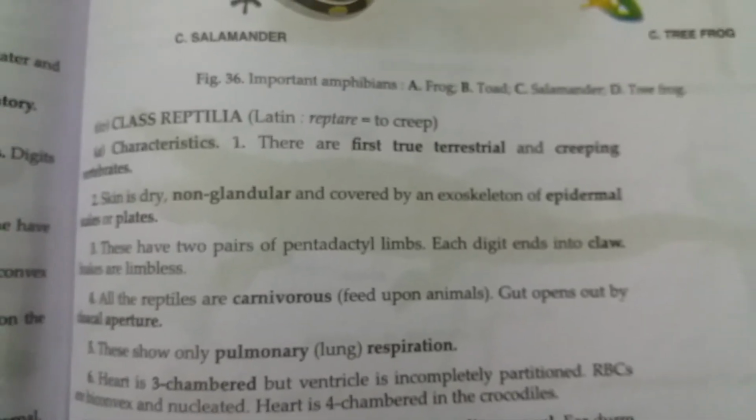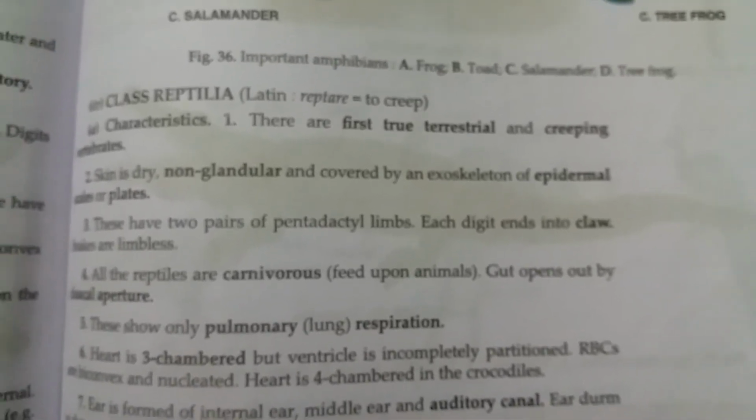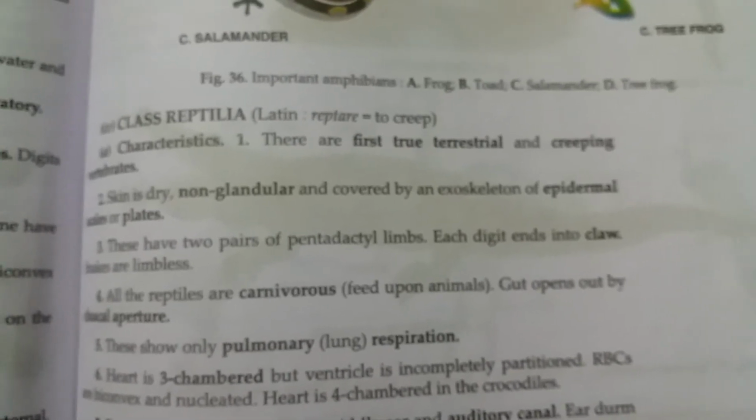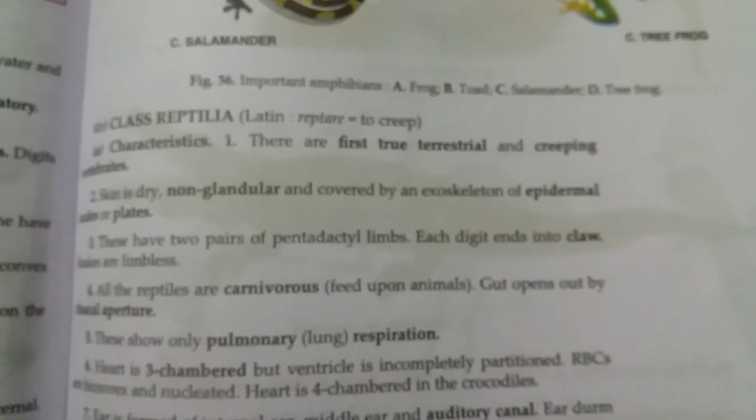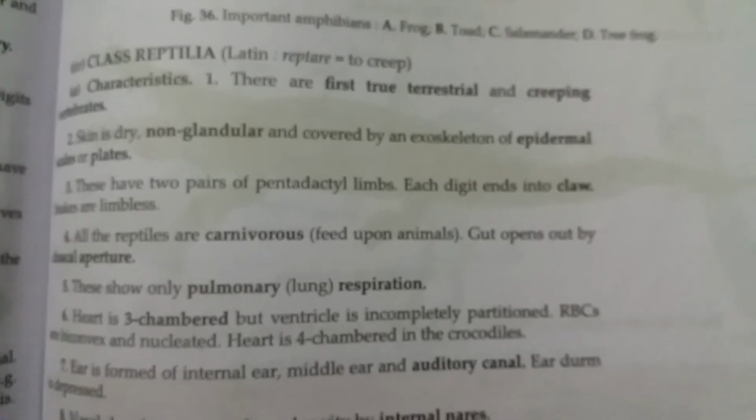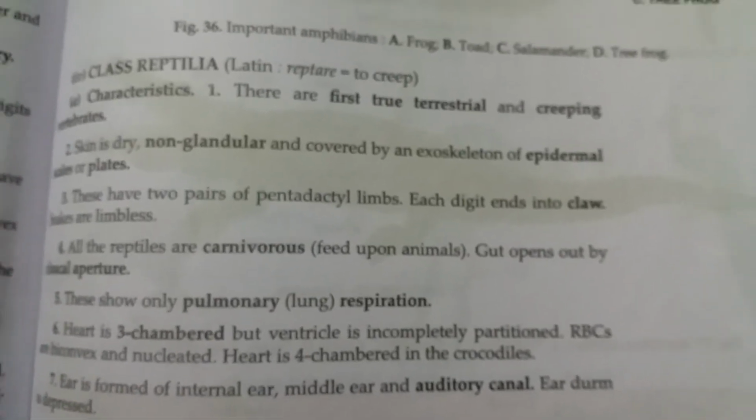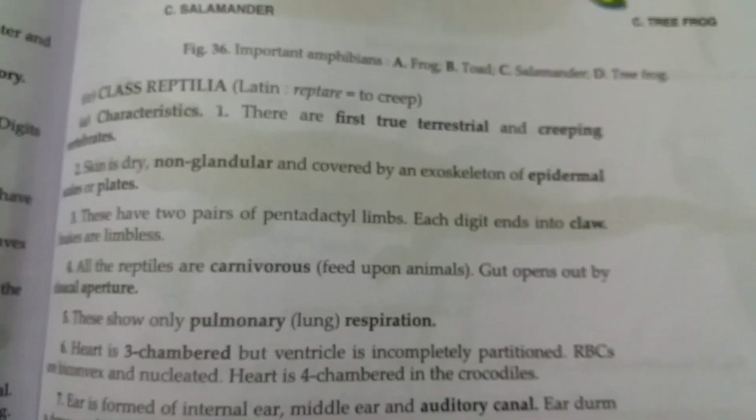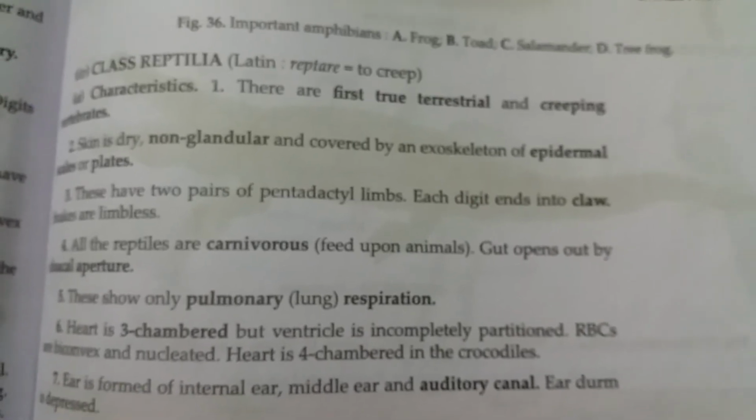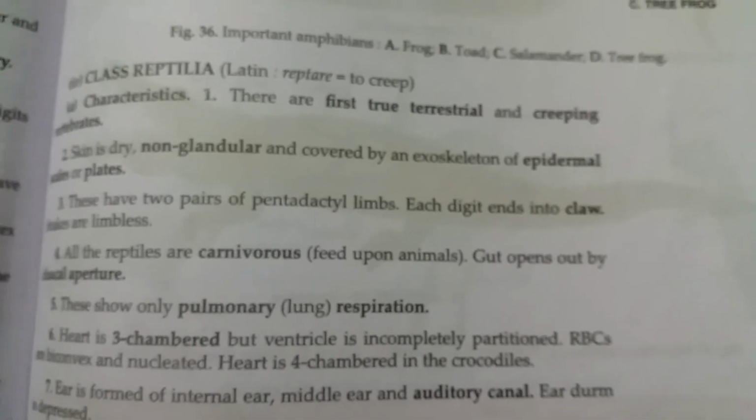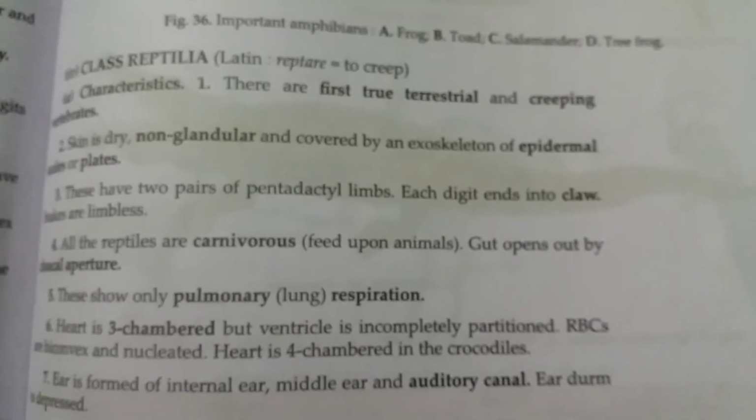Now come to our next class, that is class Reptilia. Class Reptilia is made up of the Latin word reptare, to creep. So in class Reptilia there are creeping animals. So what are its characteristic features? These are the first true terrestrial and creeping vertebrates. True terrestrial means they complete their life cycle on land. So these are true terrestrial.